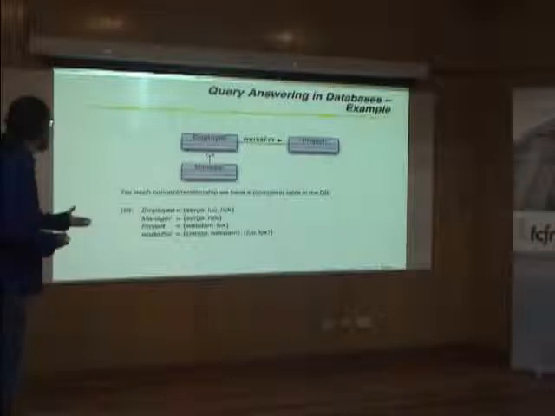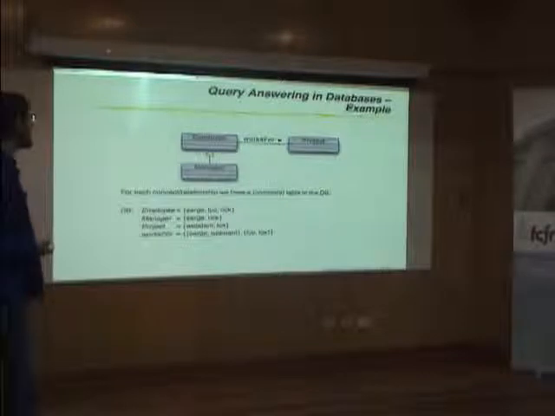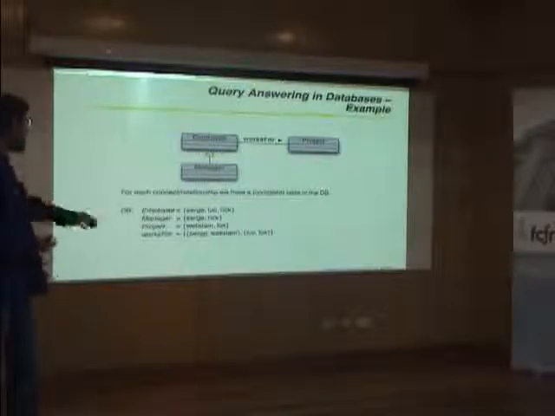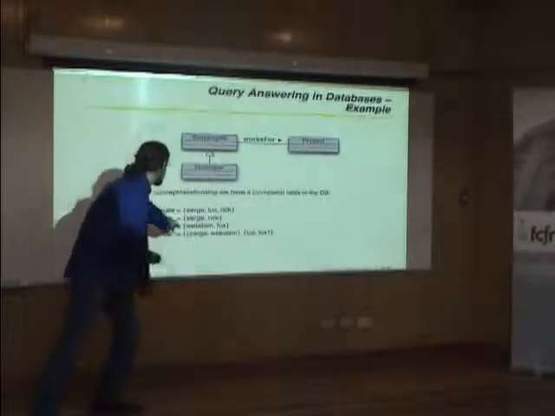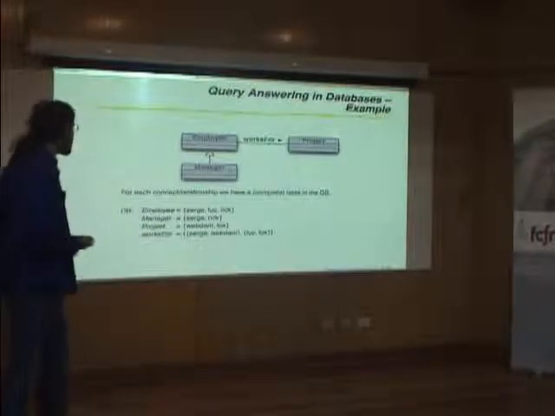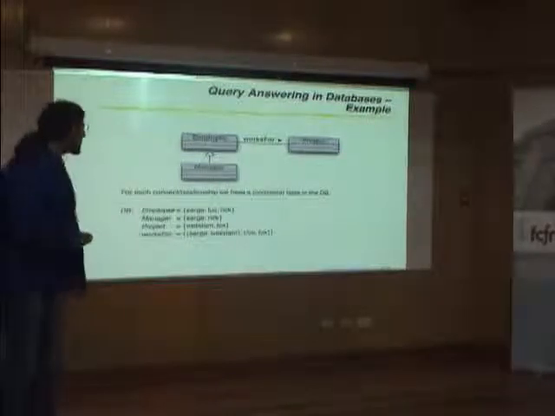Okay, this is an example. You have this subset of the employee ontology. So you can see for each concept and relationship, you have a complete table in the database. Several who are employees, several who are managers, and projects. There is one relation. We have folks and webdam as projects, and Sergio works in webdam, and Luke works for project folks.